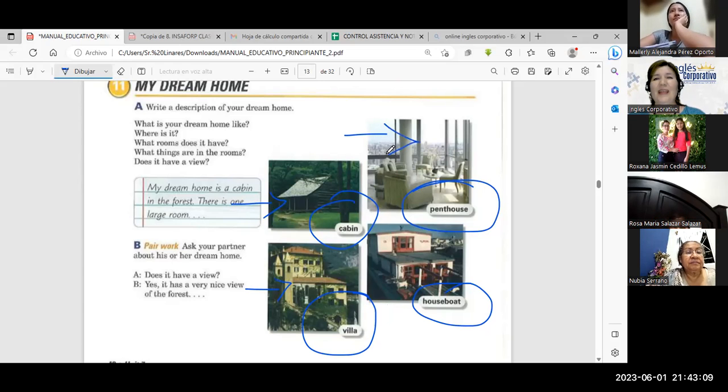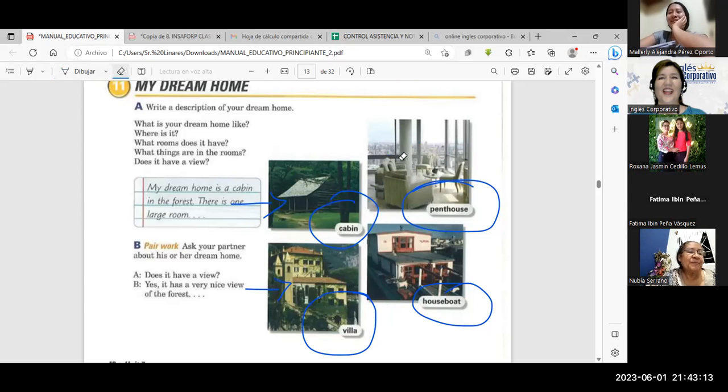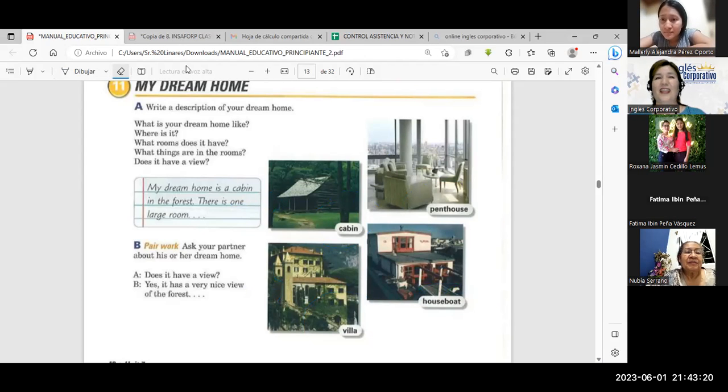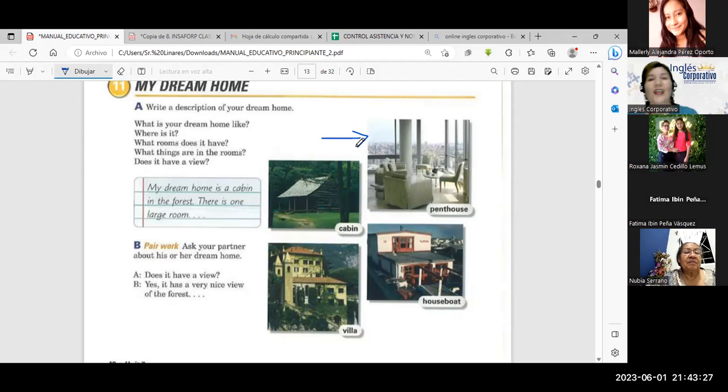Would you like to live in a penthouse? ¿Le gustaría vivir en un penthouse? Obviously. Oh, obviously, teacher, you say. Here you have the four different things, right? The penthouse is in an apartment, on the top there, right? The cabin is in the middle of the forest. The village is like in the suburbs of the city, como en las afueras de la ciudad. And the boathouse is on the ocean, right?